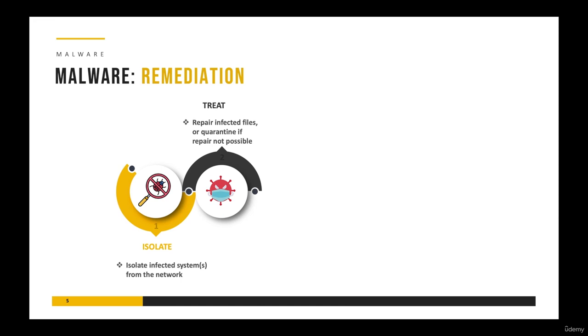Once the systems have been isolated, you may try to repair the infected files. Now, this depends on a lot of factors: the significance of the damage, the type of malware that has affected it, and whether the file is repairable or not. Sometimes removing an infection is not possible. In this case, you may need to quarantine the file, which basically means putting it in a sandbox or a safe folder where it is not allowed to execute or be used on the operating system anymore.